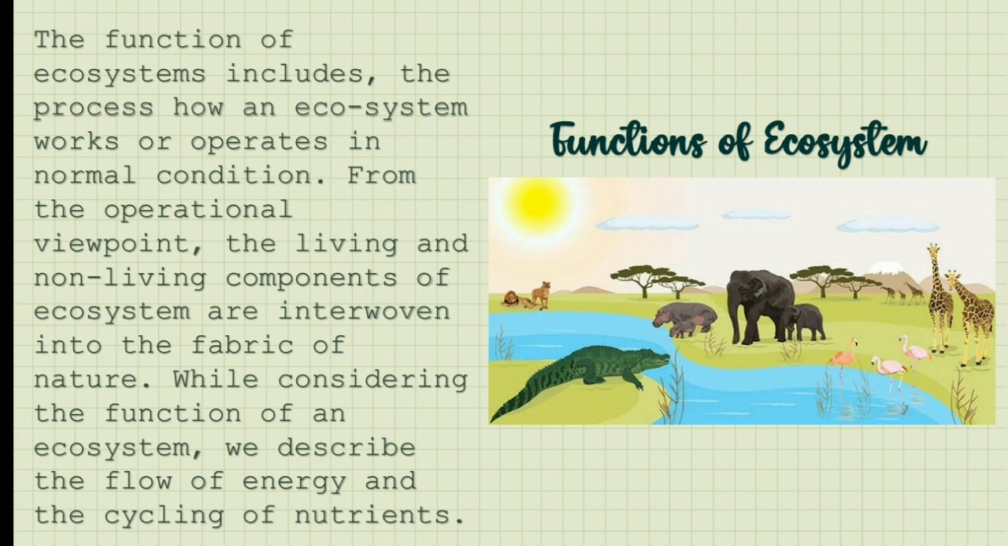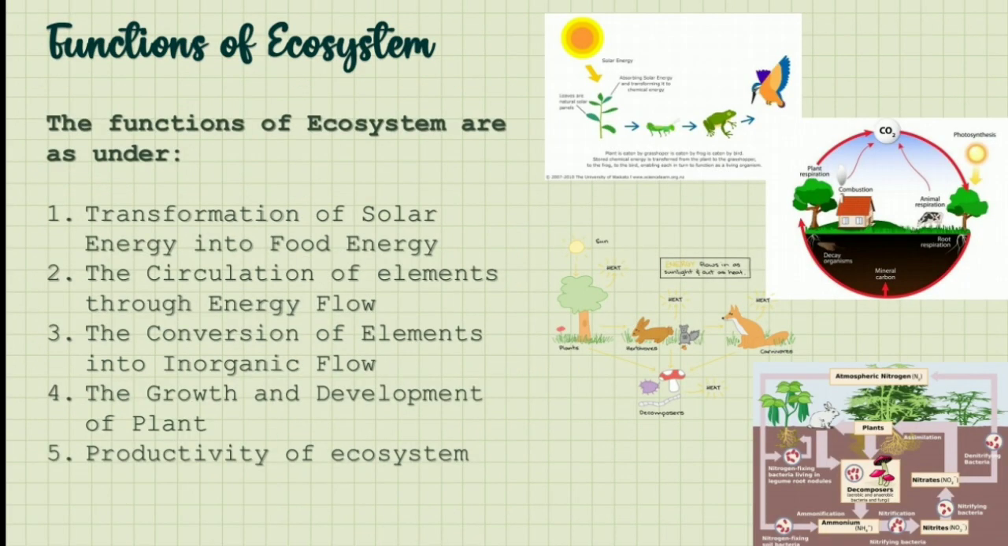So for today, I will share with you about the function of an ecosystem and decomposer with varying relation. So, the function of ecosystems. The function of ecosystems includes the process of how an ecosystem works or operates in normal condition. From the operational viewpoint, the living and non-living components of an ecosystem are interwoven into the fabric of nature. While considering the function of an ecosystem, we describe the flow of energy and the cycling of nutrients. The functions of an ecosystem are as under.